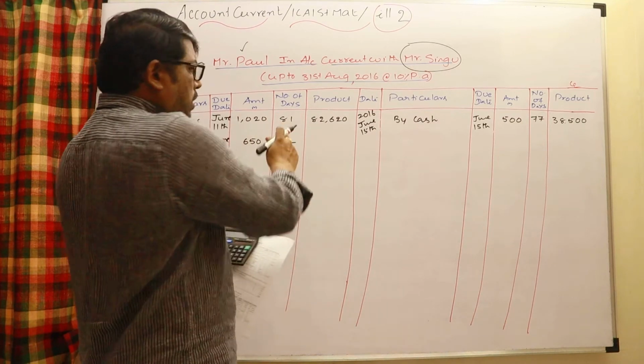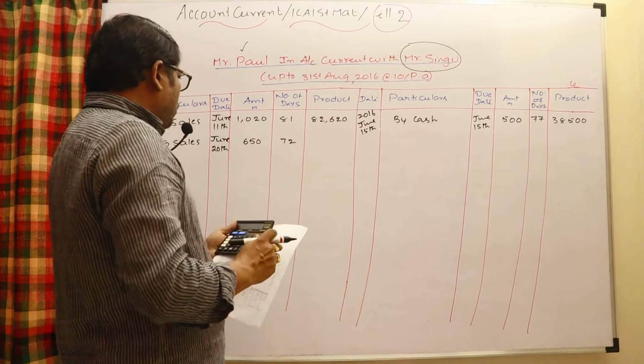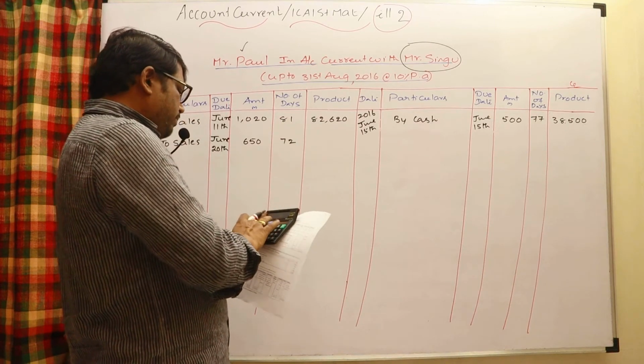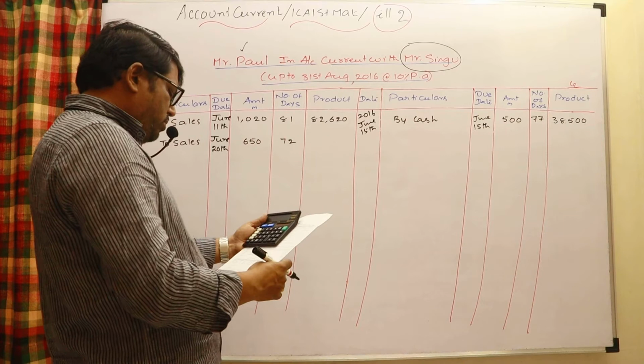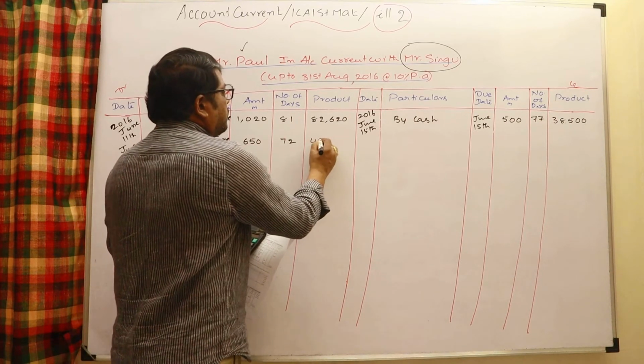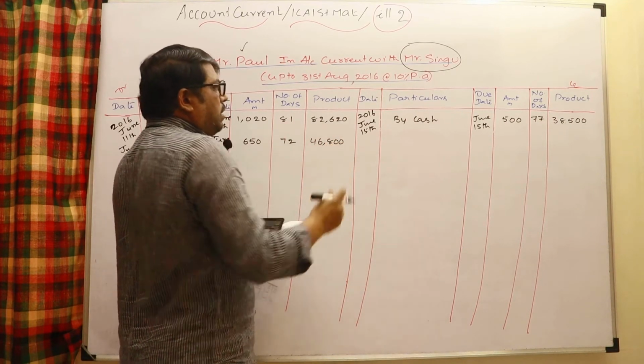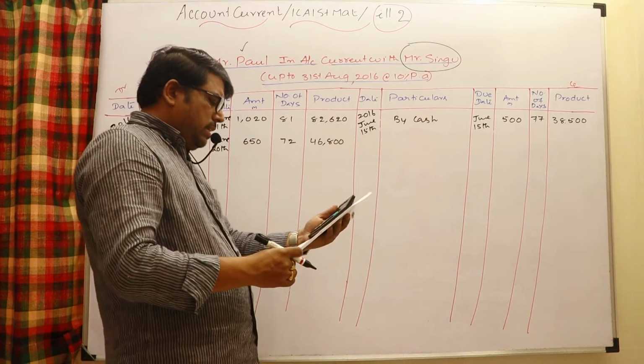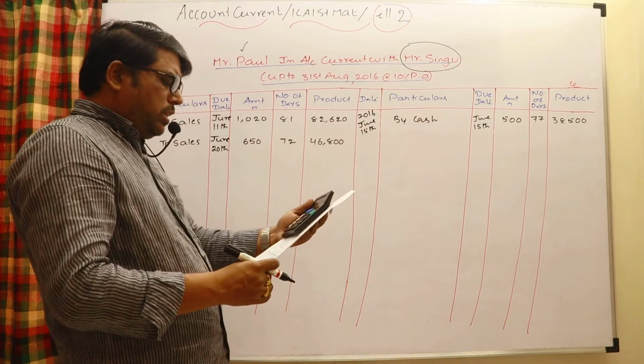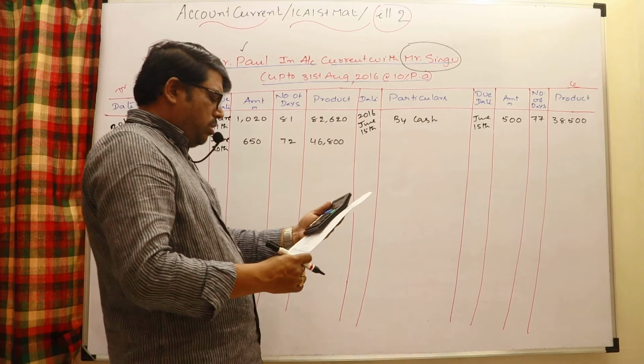Multiply the amount by the number of days to get a product, so 72 into 650. The resulting amount is 46,800. Next one, July 7th, goods sent to Mr. Paul. Again, Paul account debit to sales.